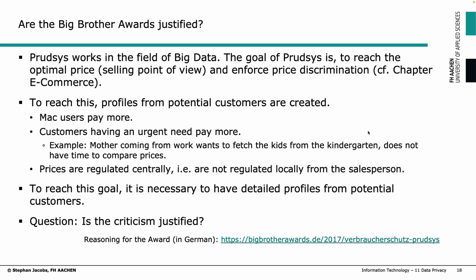Finally, let's take a look at Prutzis, a company which works in the field of big data and creates profiles from potential customers. The idea here is to enforce price discrimination to reach an optimal price from a seller's point of view. For example, Mac users pay more, easy example, but for example, customers having an urgent need to pay more. They do not have the time to start bargaining. Mother coming home from work to fetch the kids from the kindergarten does not have the time to compare prices.